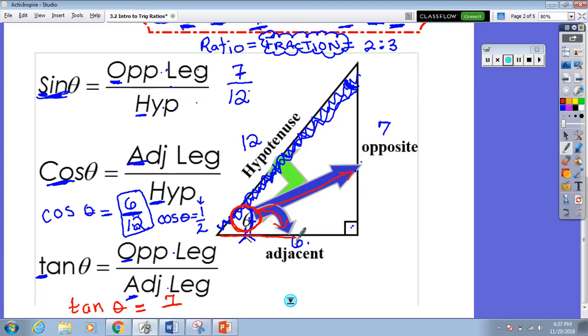This side is adjacent, or right next to the angle. So that's 6. And that's it. So you're going to do some examples on the other side where I'm going to ask you to set up your sine, cosine, and tangent. Notice that you're not solving anything here. This is just the introduction. You're not finding the measurement of the angle, you're not finding theta, and you're not finding the length of any of the sides. You're just setting up your trig ratios. So let's look at the other side and we'll do the first examples.